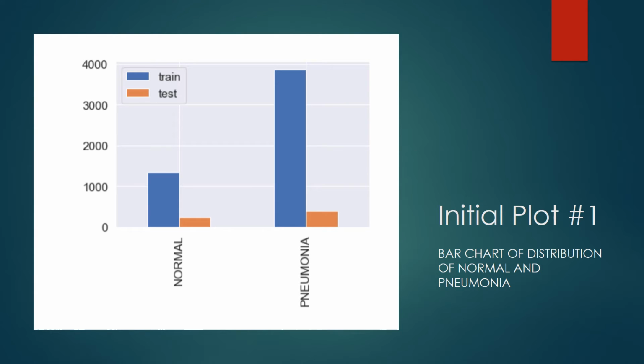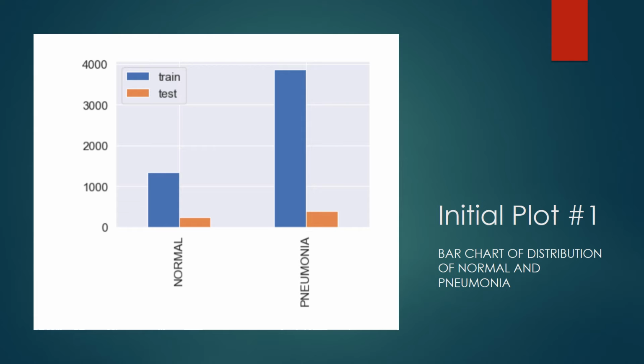Once we had all of our data loaded, I wanted to take a look at 2 quick plots just to make sure everything loaded properly. The first is a simple bar graph showing how our data is distributed. As you can see here, we have a nice breakdown of normal and pneumonia images. The blue bars correspond to the training data set, while the orange bars correspond to the test data set.